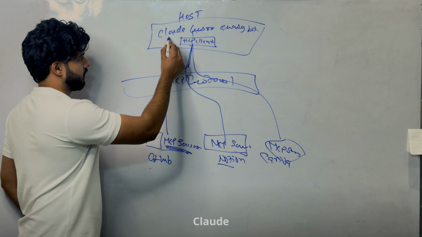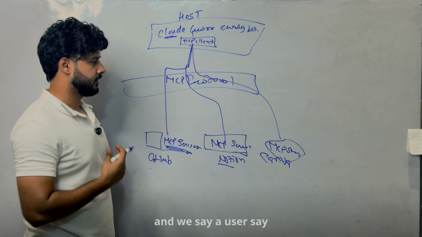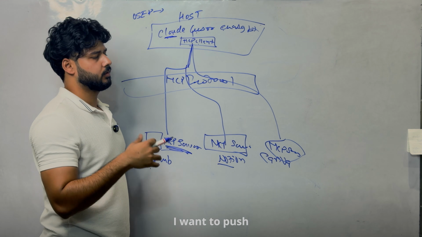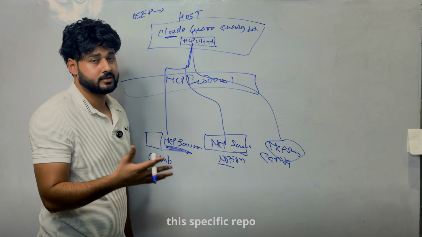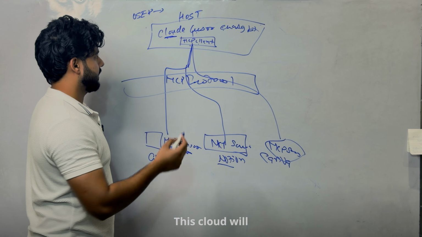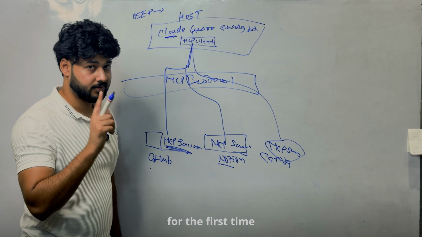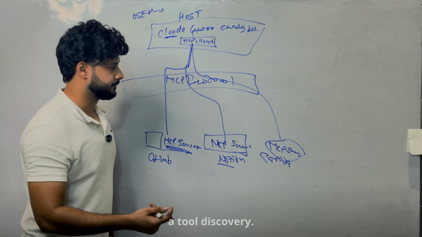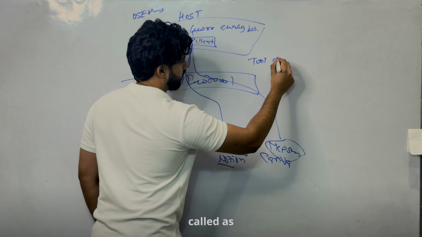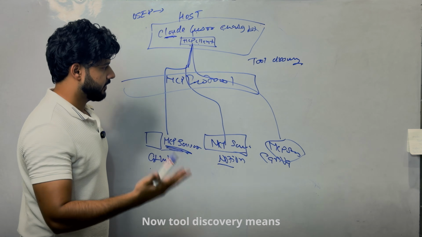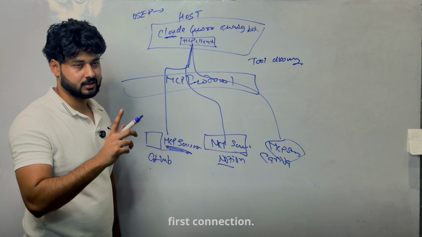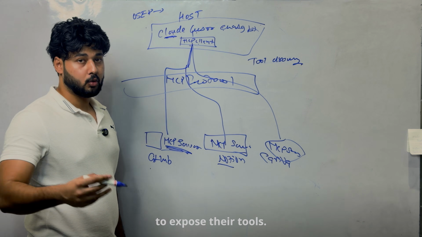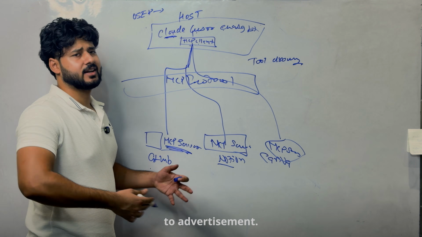Let's suppose Claude wants to push the code, and a user says, okay, I want to push this code to this specific repo. Now what Claude will do, for the first time when it connects to the MCP server, is perform a tool discovery. Tool discovery means that on the first connection, we are requesting all the MCP servers to expose their tools. We can say it is an advertisement.